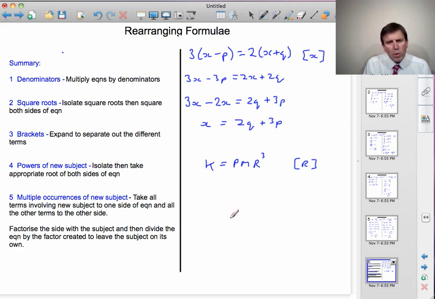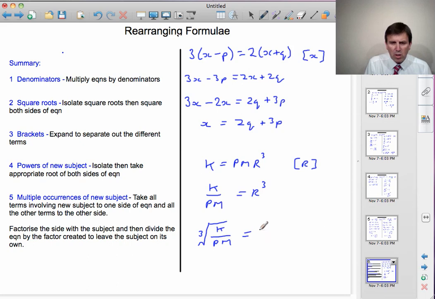Well, first of all, what we do is we isolate r cubed, so k divided by pm is equal to r cubed. Now at this point, we take the appropriate root of both sides of the equation. If we've got r cubed, we'll need to take the cubic root. A little 3 there, cubic root of k over pm will be equal to the cubic root of r cubed, which of course is r. And now r is the subject. One more to go.